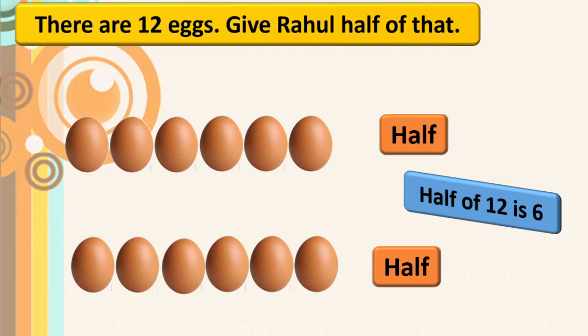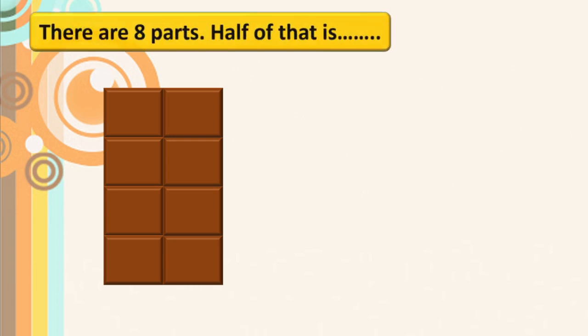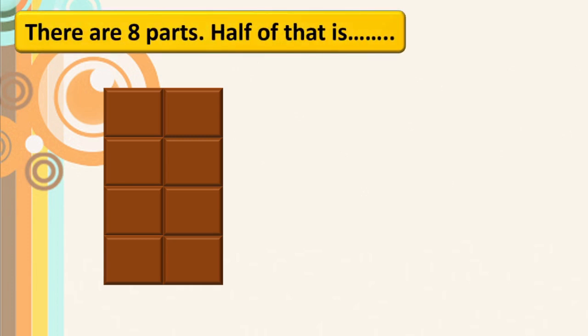Got this, children? See, this is a chocolate slab. And here, how many rectangles can we see? We can see 8 parts. See here, this side 4 and this side 4. 8 parts we can see.